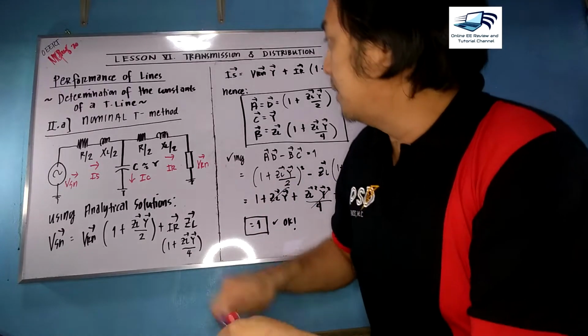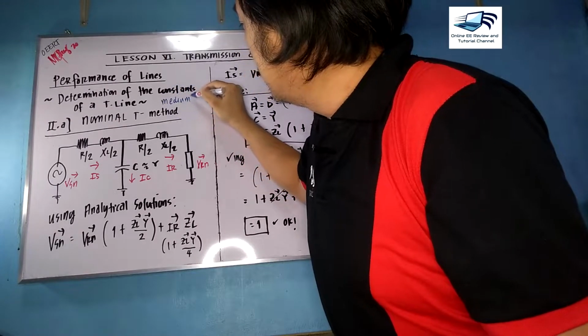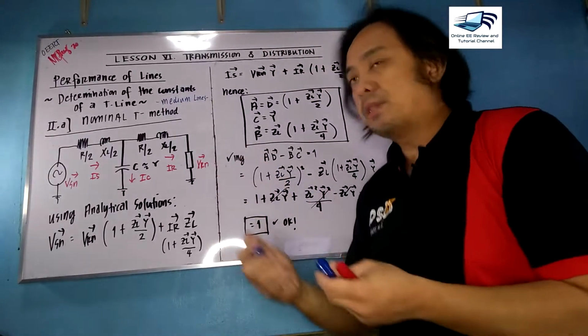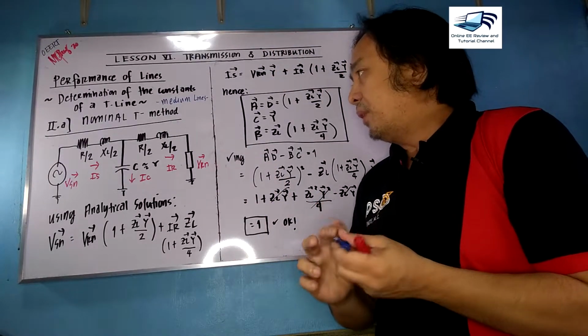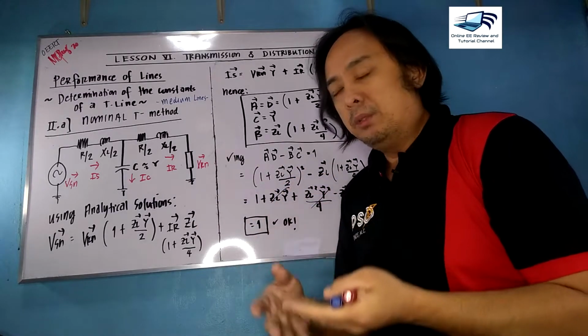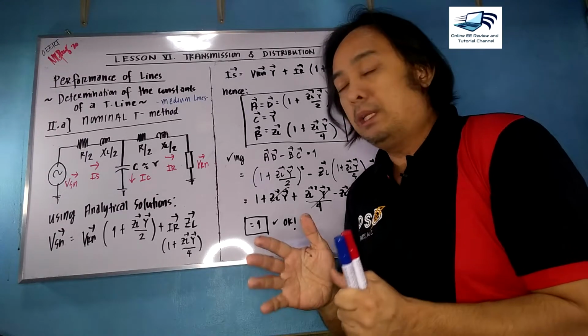Now in this slide here, we will represent the nominal T method, or a medium length line. So these are medium length lines. Okay, the first one is a nominal T, and the next one will be a nominal pi on the next slide.